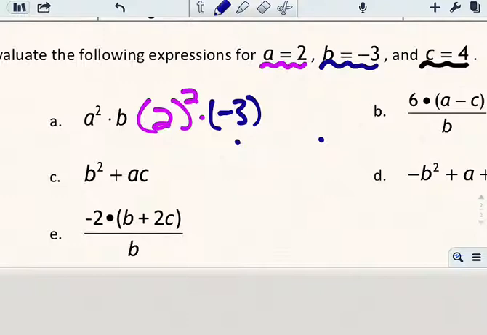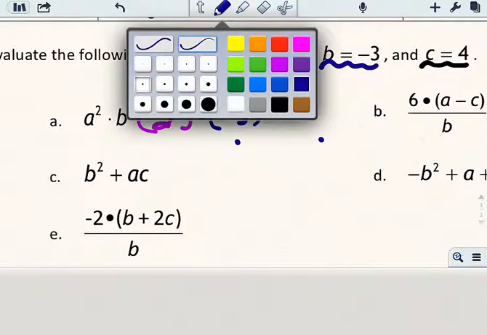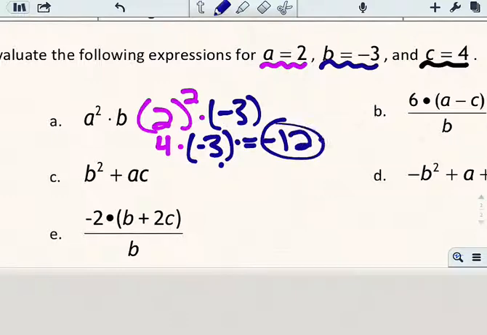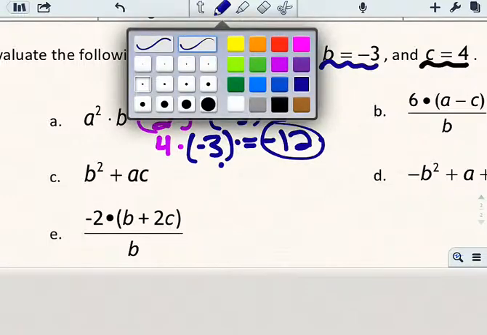And then I can use my rules. I know how to deal with these to take them down to a smaller version of the question. So 2 squared is the same thing as 2 times itself twice. So 2 squared ends up being a 4. And then I'm going to have a times a -3. A positive times a negative will end up being negative. 4 times 3 is 12, so we're looking at a -12.